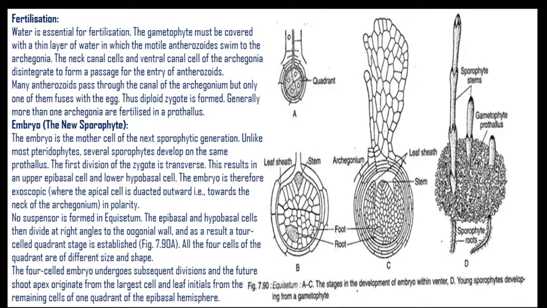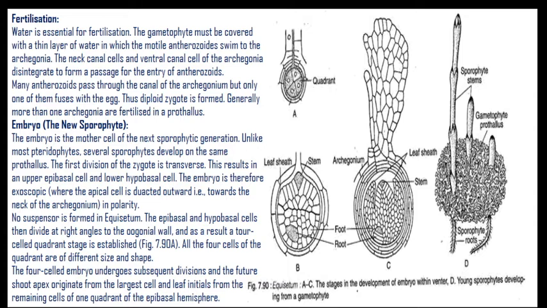So in this way, antherozoids pass through the canal of the archegonia, but only one of them can fuse with an egg cell. Thus the diploid zygote is formed, and generally more than one archegonium is fertilized in a single prothallus. In this way there is a development of an embryo. The new sporophyte starts when the zygote converts into an embryo. So the embryo is the mother cell of the next sporophytic generation.